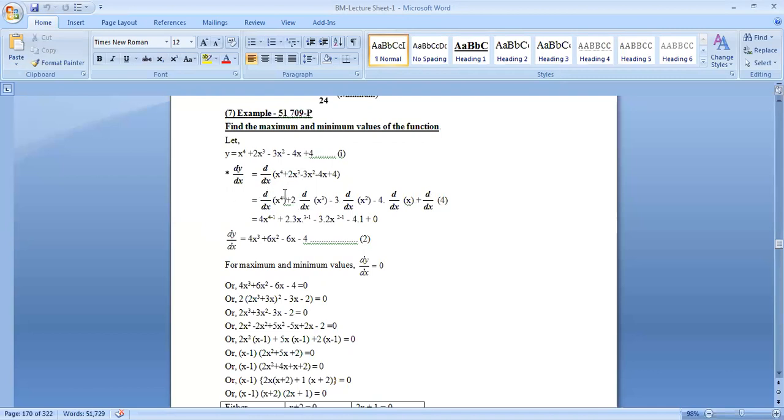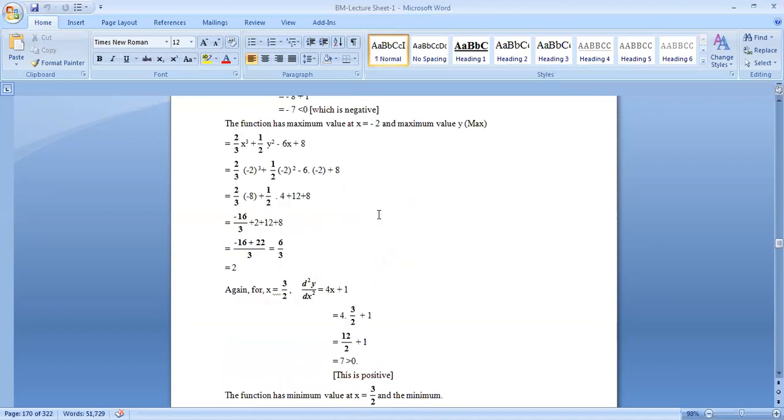Now the differentiation formula you must know: d/dx of x to the power n is n into x to the power n minus 1. Here n equals 4, so 4 into x to the power 4 minus 1. Similarly, 2 into, where n equals 3, 3 into x to the power 3 minus 1, minus 3 times, where n equals 2, 2 into x to the power 2 minus 1. The differentiation of x is 1, we already know this is formula number 2. And 4 is a constant, this is why it is 0.